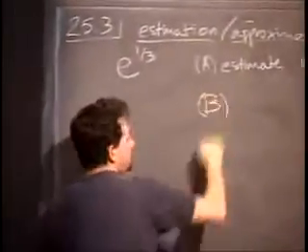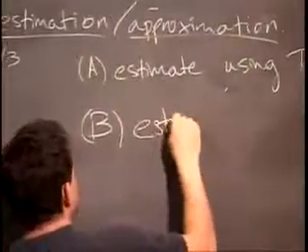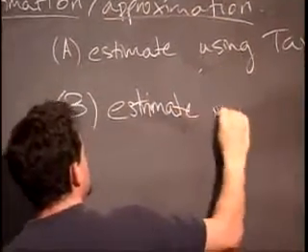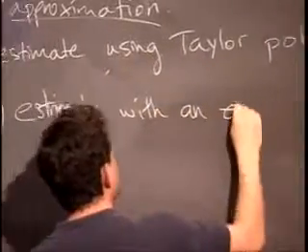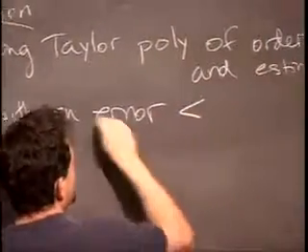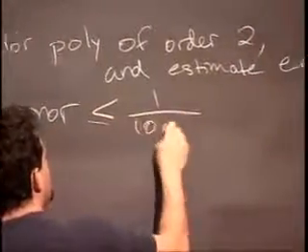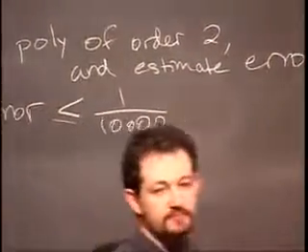And a similar but significantly more difficult problem is to estimate this with an error less than or equal to 1/10,000. So I want the value of e to the 1/3 accurate to 1/10,000. That's like 4 decimal places. All right. So these are very similar problems, but the second one is much more difficult.